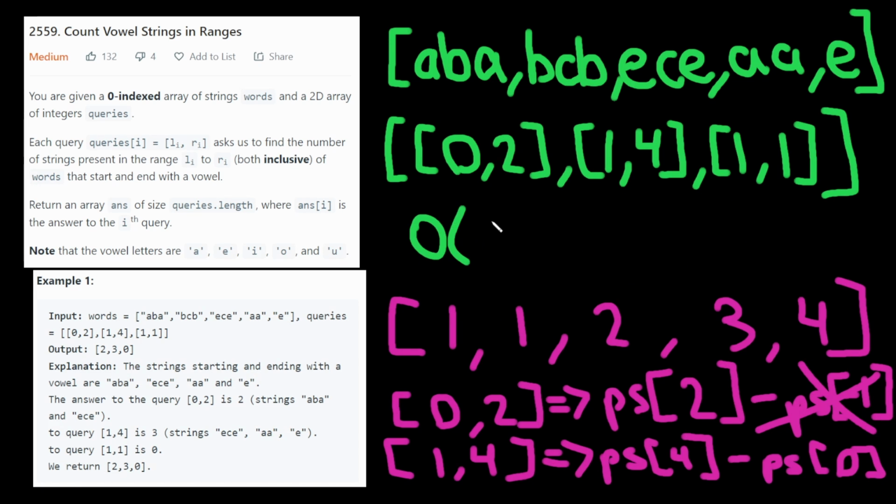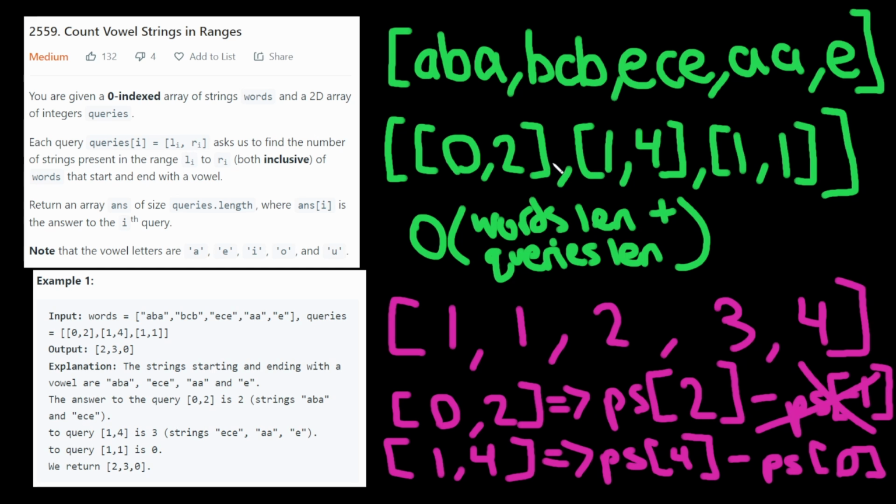And the time complexity is much, much better because now we're just going through words length plus queries length, because we have to go through the words once to calculate the prefix sum, and then we have to go through all the queries once. Each iteration of the query is just O of 1 time. In terms of space complexity, it's just O of words length, because we have that extra prefix sum array, which is the same length as the words.